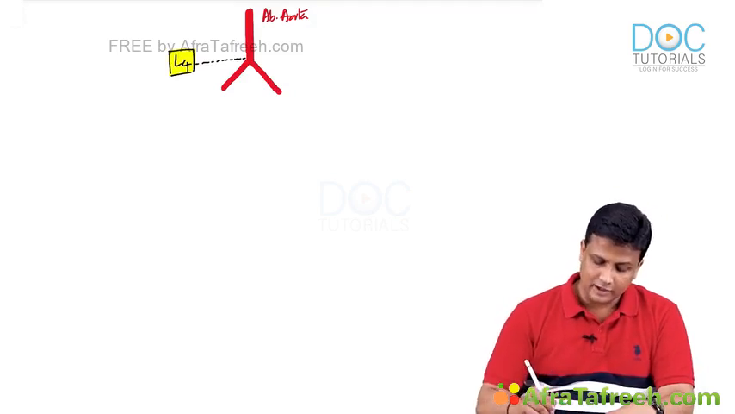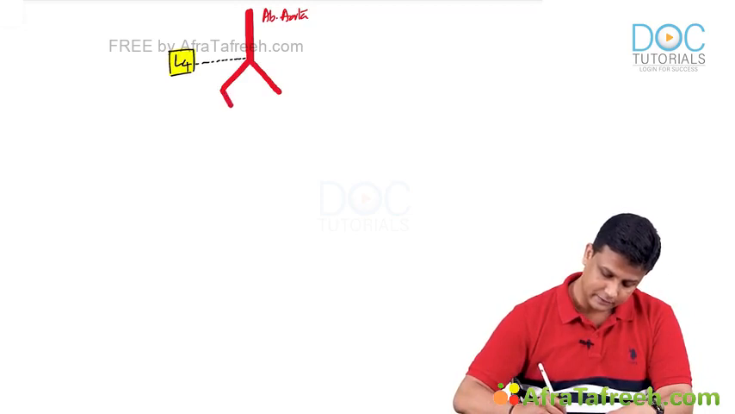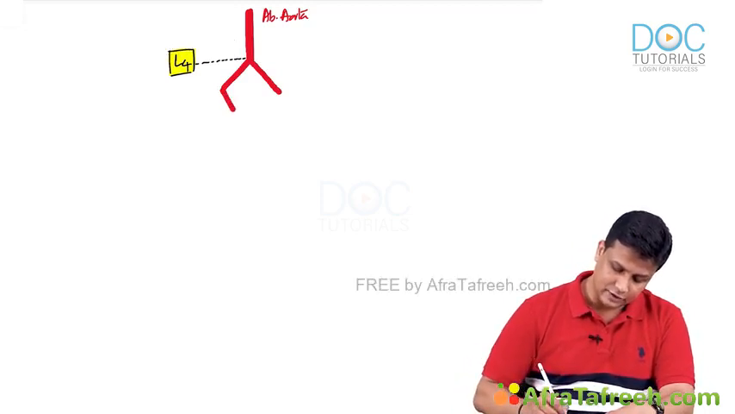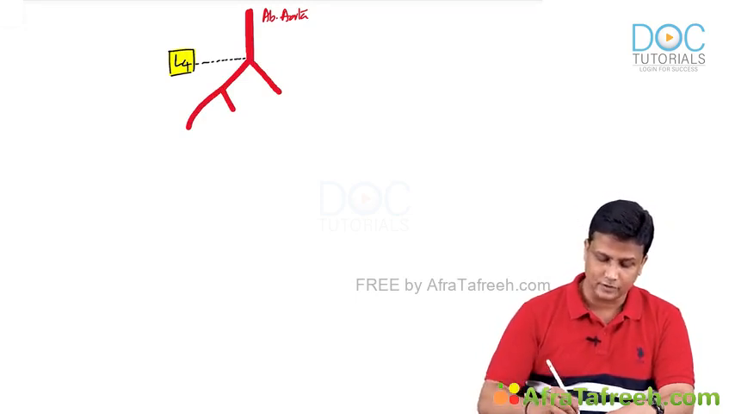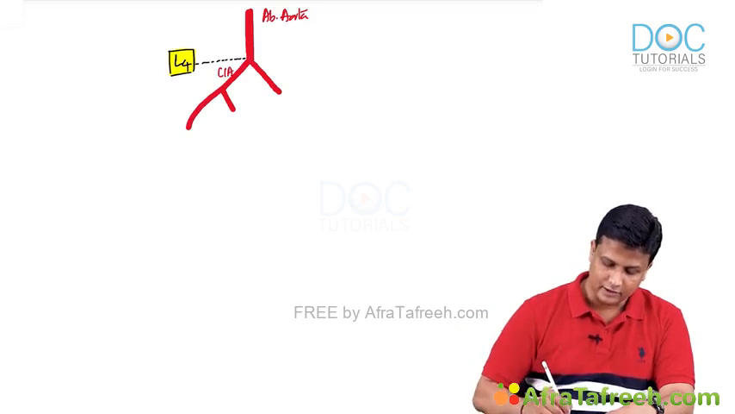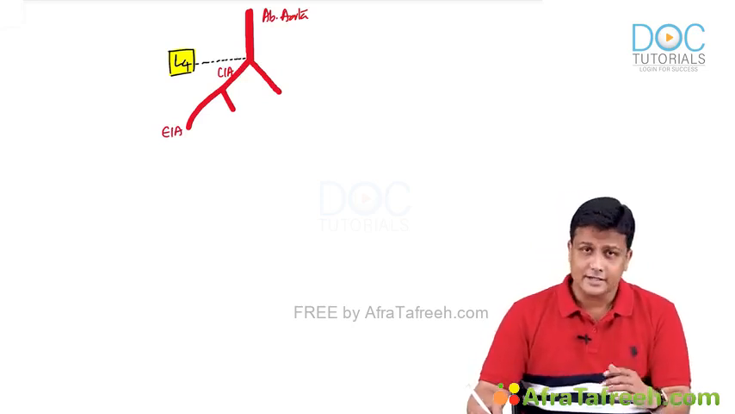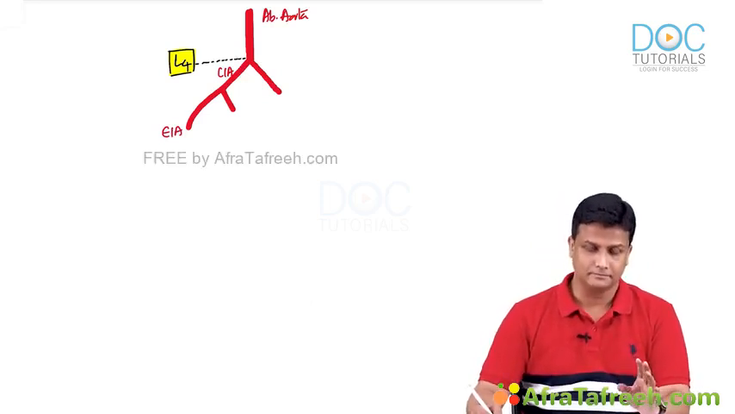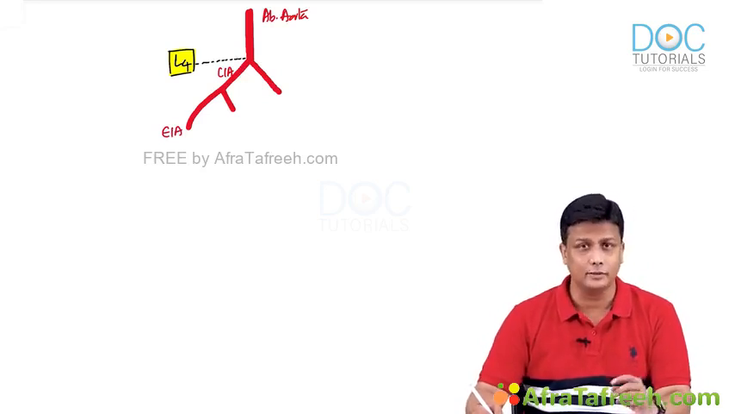Now this common iliac artery will give rise to the internal iliac artery, and it itself will continue as your external iliac artery. I'm just writing in short here. This one is common iliac artery and this one is external iliac artery. External iliac artery will further continue down as the femoral artery in the lower limb. You don't have to worry about that right now. We'll study that in the lower limb topic.